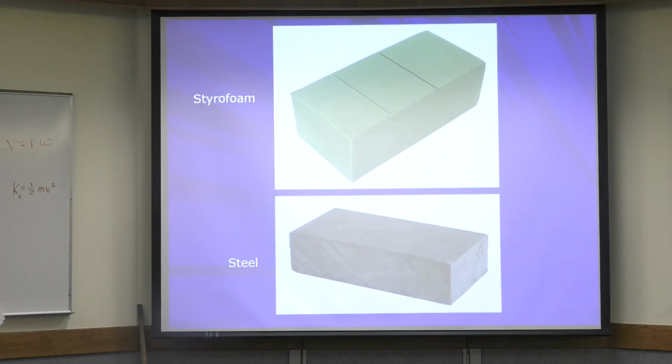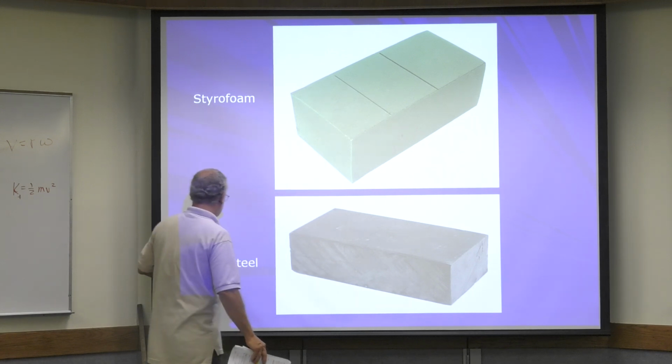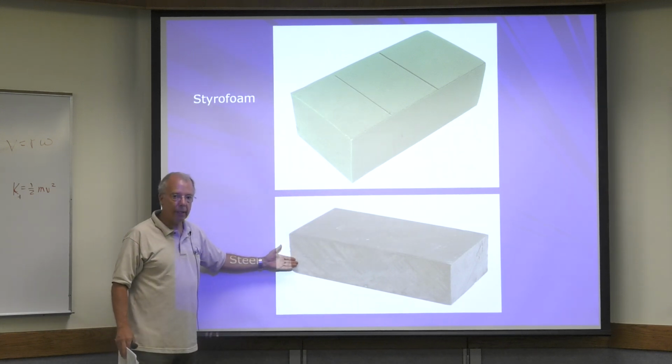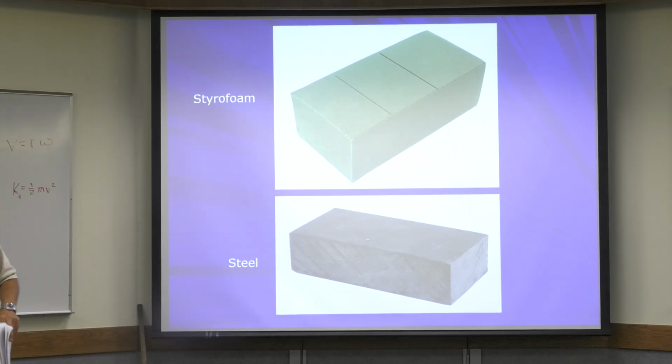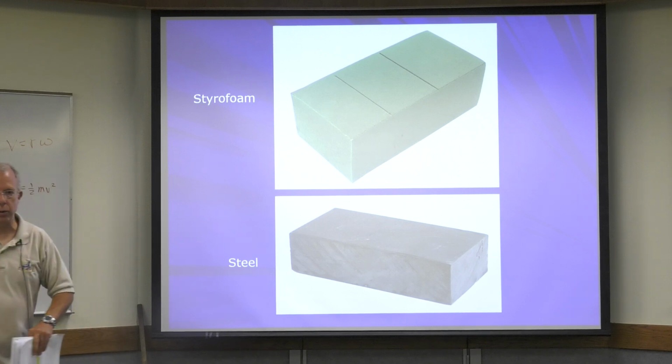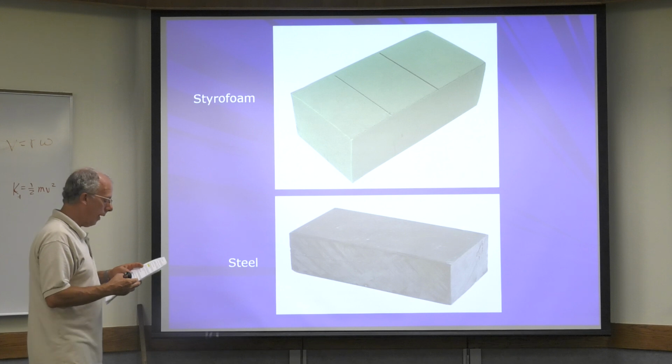So here's a review question. You have two blocks. They're supposed to have the same size, and they're at rest on ice. Now, one of the blocks is made out of super lightweight styrofoam, and the other one is made out of super heavy steel. Which one would be easier to move, or let's just say, easier to accelerate? The lightweight styrofoam, or that heavy steel?